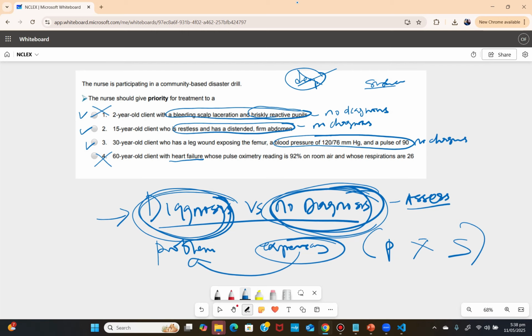Now, restless, distended, firm abdomen, there's a problem. So let me keep this option. We have blood pressure 120/76, pulse, that is normal as well. So this is going to be out. So now we know our answer. Our answer is what? 2.